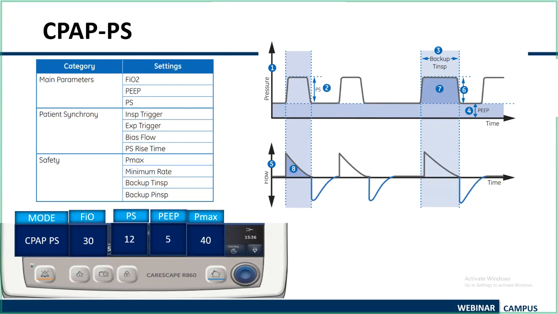Once the patient is comfortable on a PEEP of say 5, a pressure support of 6 to 8, with an FiO2 somewhere around 30 to 40, you can think about extubating the patient. So this is CPAP with pressure support, otherwise called pressure support as well. This is completely patient triggered and a complete spontaneous mode. I think that's very clear.